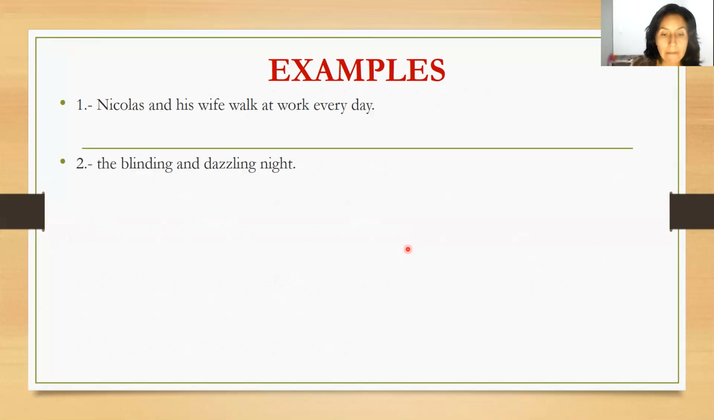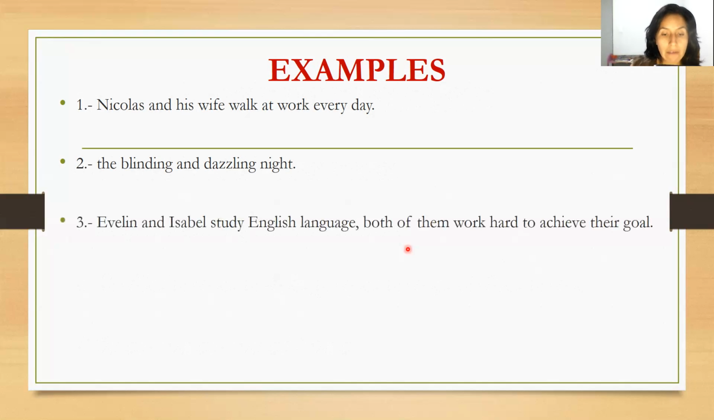Next, the blinding and dazzling night. In that case, the adjective phrase blinding is coordinated with the adjective phrase of the word dazzling. Next, Evelyn and Isabel are studying the English language. Both of them work hard to achieve their goals. In that second clause, I coordinated the first noun phrase, Evelyn and Isabel, with both of them, because coordination results from the use of correlative conjunctions like in that case.